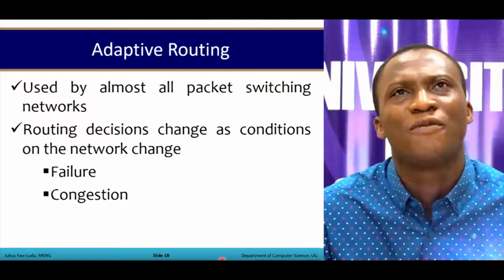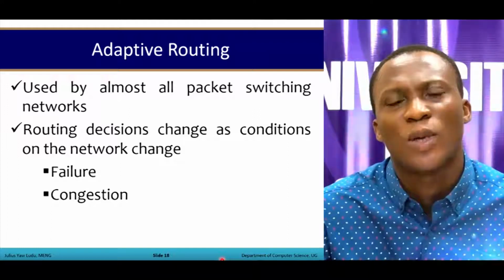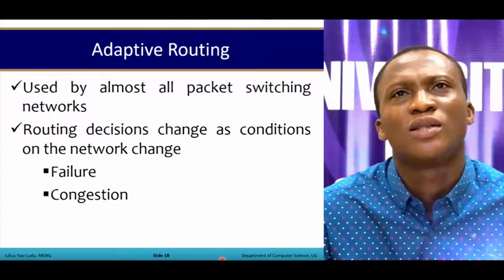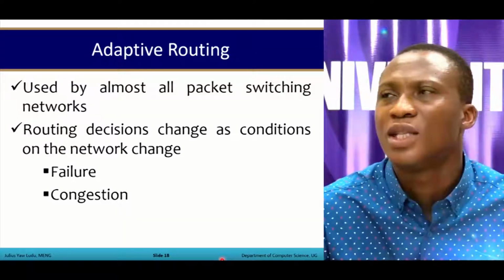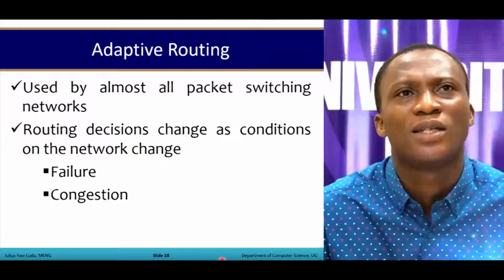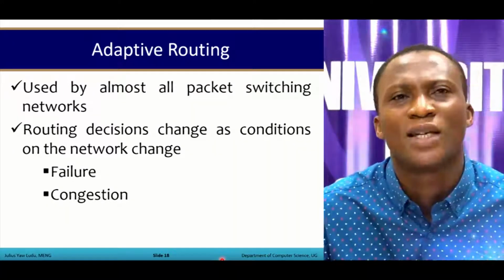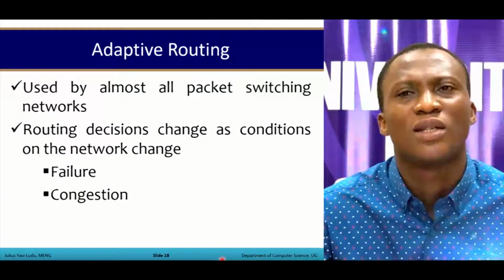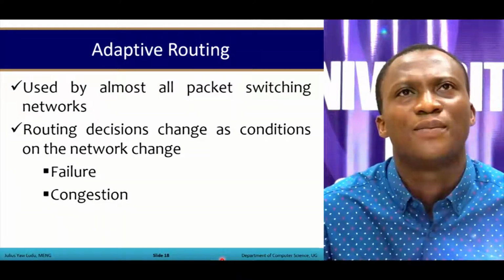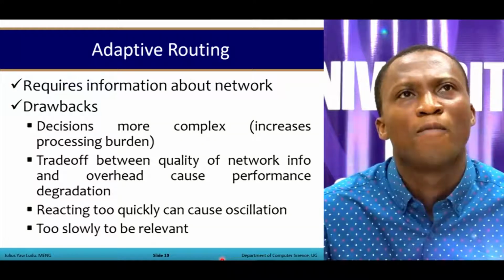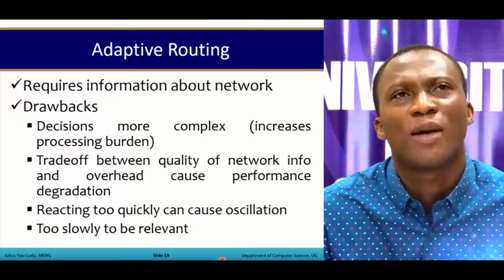Then we look at the adaptive routing, and this is used by almost all packet switching networks, and routing decisions change based on some condition of the network. First is the failure, and second is the congestion. So when there's failure on a network or on a link, the routing decision changes. Also, when there's congestion, the routing decision changes. Now, with adaptive routing, it requires information about the network.